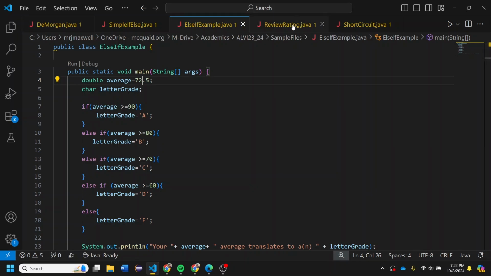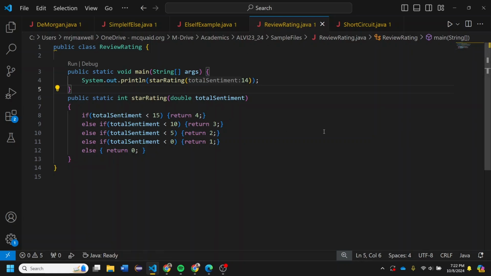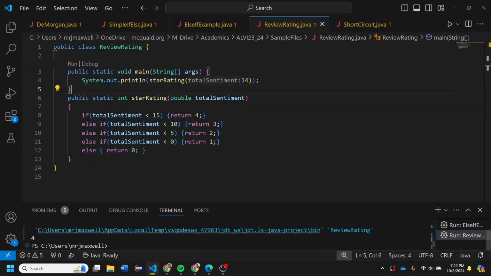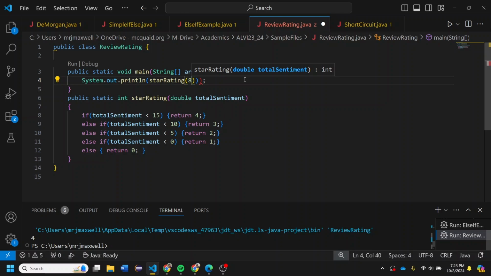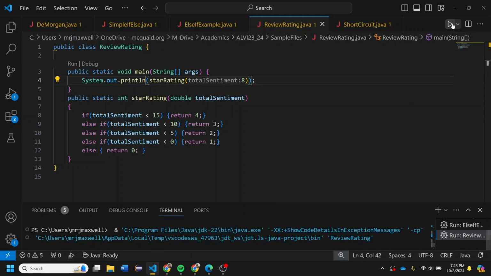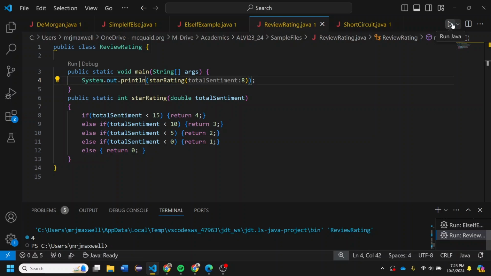All right, looking at a bad example here, we have a star rating method here and says, well, let's run it. Okay, I would expect a value of 14 to return a 4. But let me put 8 in. Well, let me put it in right. And temporarily screwed up the parentheses. Still a 4. And so it is less than 15. So there's something wrong here.